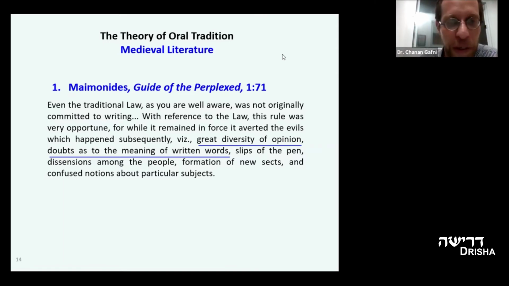There are many theories that circulated in the medieval period about the conception of oral law. But there was one governing approach that perhaps was the most dominant. And I want to show you a few sources in which this theory appears. The first one, obviously Maimonides, where we're going to refer to a passage from the Guide where he talks about the oral law, the traditional law, and he explains why it had to stay in an oral manner rather than a written manner.